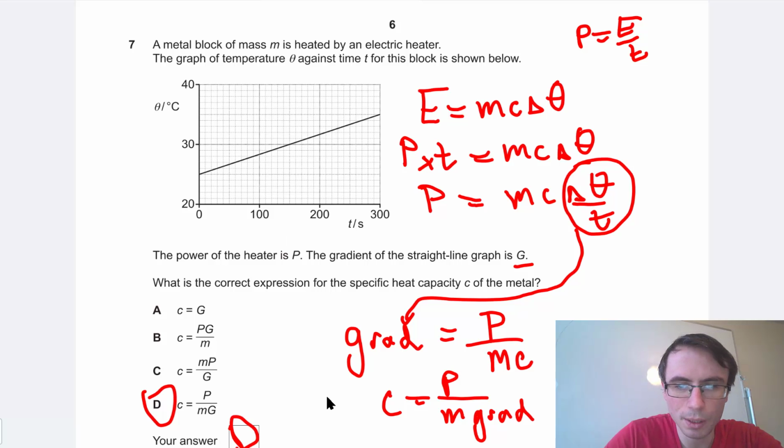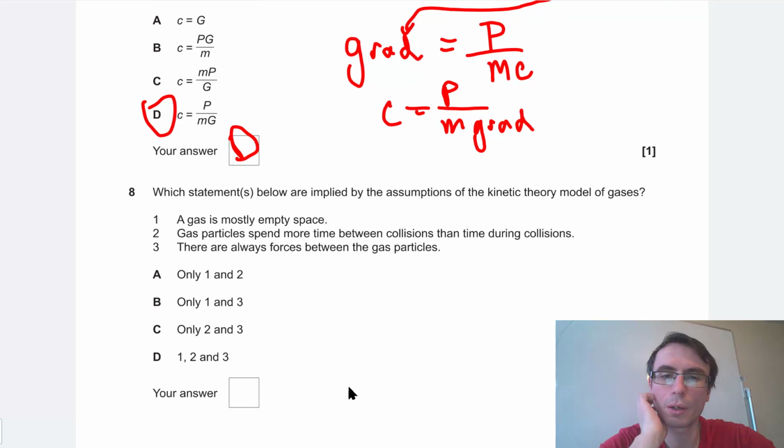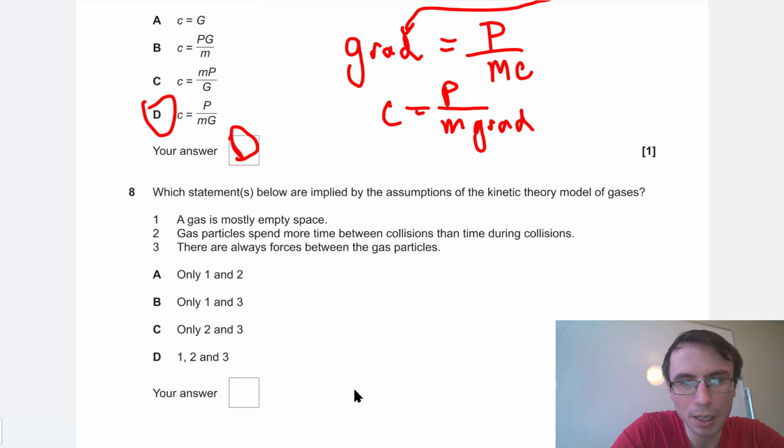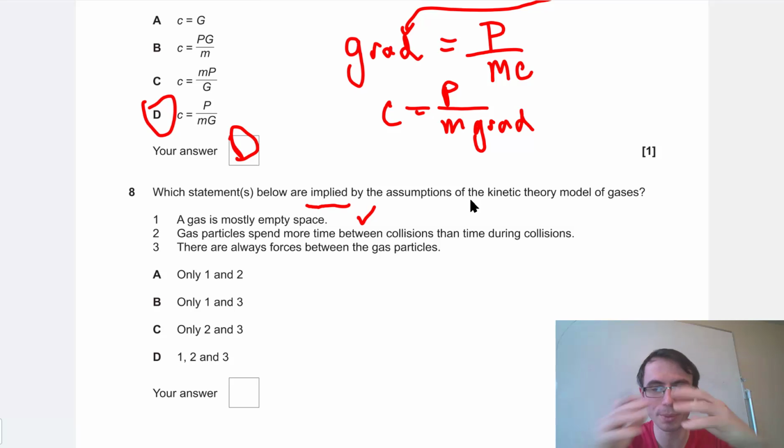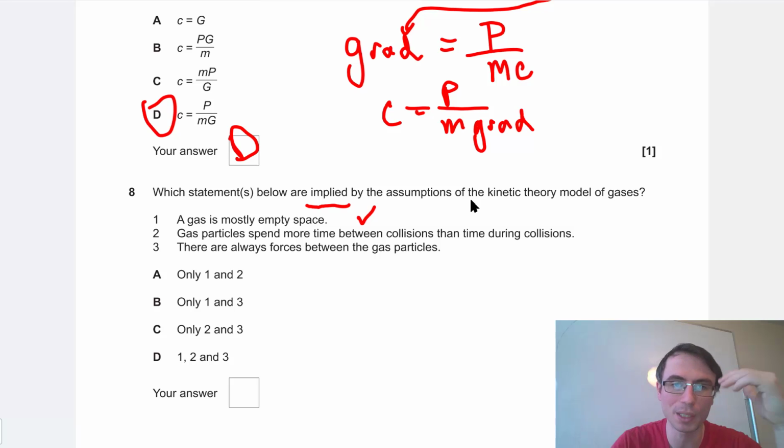Okay, next one. Which statements below are implied by the assumptions of the kinetic theory model of gases? Now they've used the word implied, so I'm just going to be a little bit careful here. A gas is mostly empty space. Yes, this is implied. There's a statement comparing the volume of the container to the volume of the particles: the volume of the particles is negligible compared to the volume of the container. This means that a gas contains a lot of empty space.